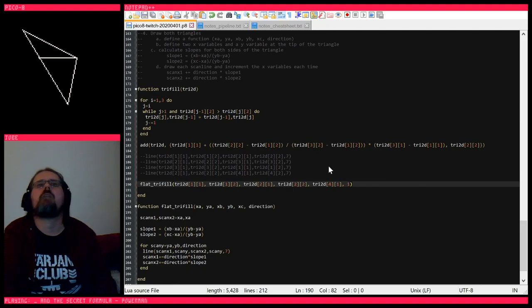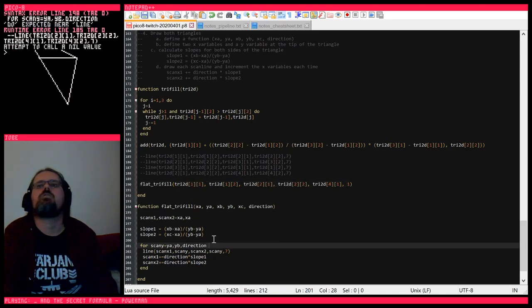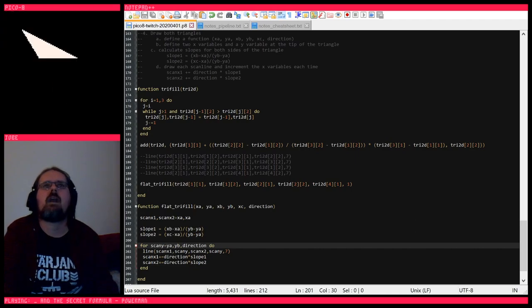Did we do this right? We did not do this right because we're missing a do. Okay, so let's see if that works. Okay, thanks, Weebleball. I'm going to try to be a bit more sharp. Okay, so now we have the top of the triangle.